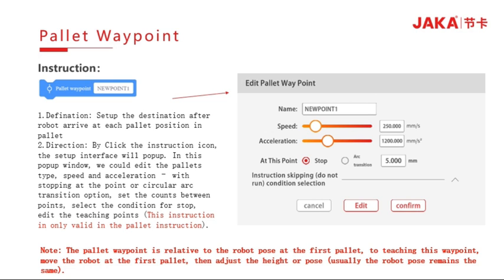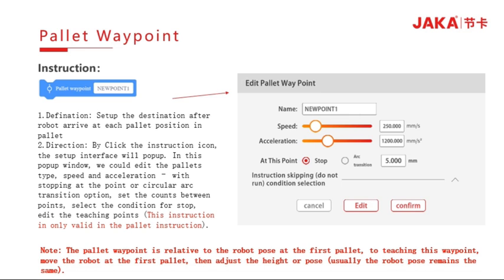How to use the waypoint? Add and click the pallet waypoint instruction. We can rename the waypoint, set up the speed and the acceleration. We could also select stop at this point or the arc transition motion. This instruction is only valid inside the pallet instruction.